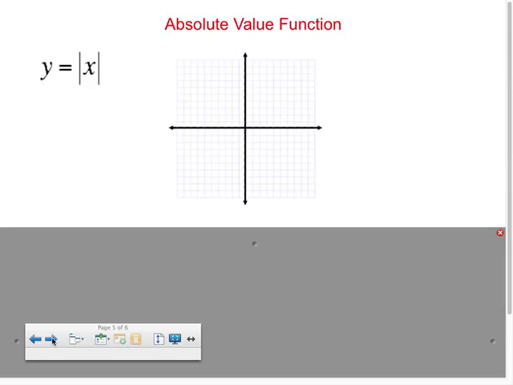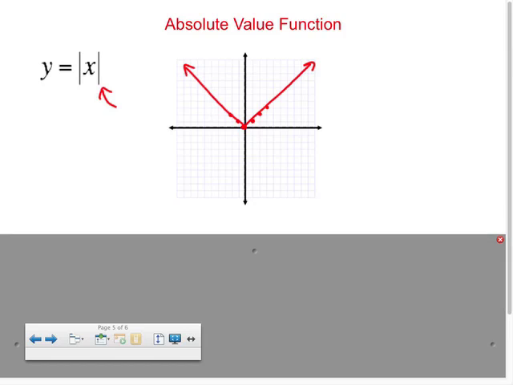Absolute value function. You probably recall that when you graph an absolute value function, it looks like a V-shaped graph. When I plug in 0, I get 0. Plug in 1, I get 1. 2, 2, 3, 3. It continues on in this direction. When I plug in a negative 1, I get positive 1 because of the absolute value. Plug in negative 2, I get positive 2. And this continues off in this direction. And I get that sort of graph.